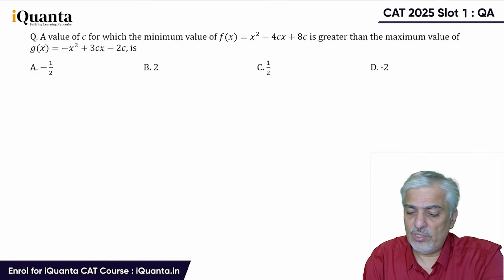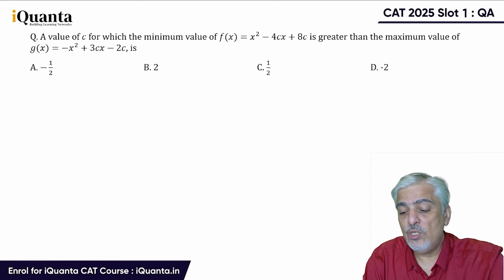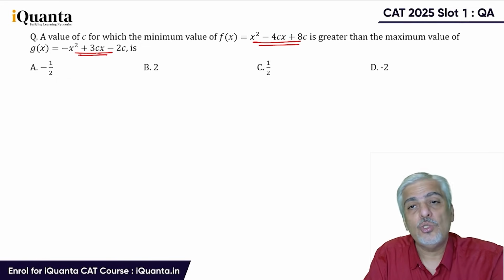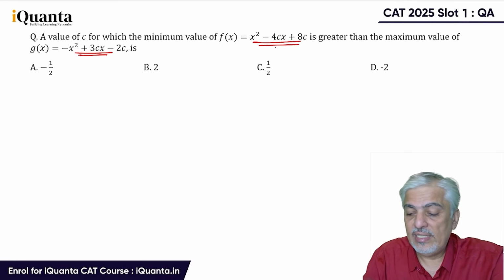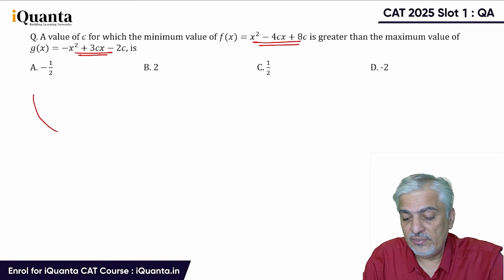Let's have a look at the next question. Maxima, minima, quadratic equation, but not very difficult concepts. Pay attention very carefully. A value of c for which the minimum value of this function is greater than the maximum value of this function. So you just had to use standard concept. Now we know this, where it has the minimum value. That means this is a curve, something like this.